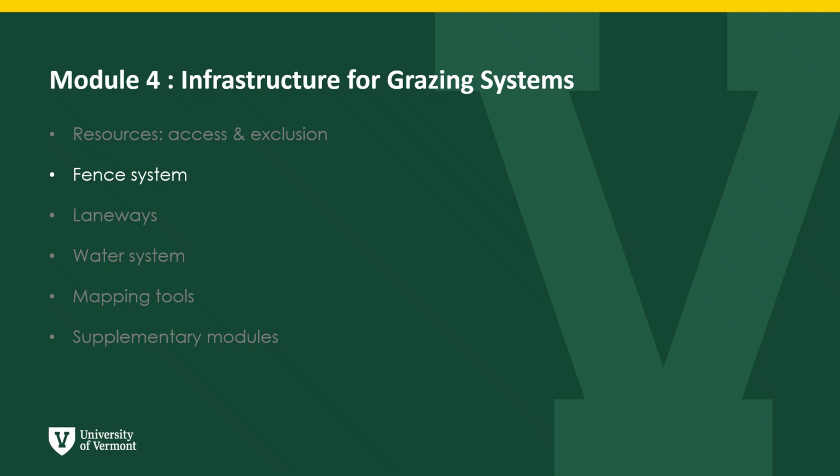An obvious component of most grazing systems is fence. There are a lot of different types of fence, and once again, the best fit is farm-specific and highly influenced by the type of grazing livestock and the goals and management capacity of the producer.